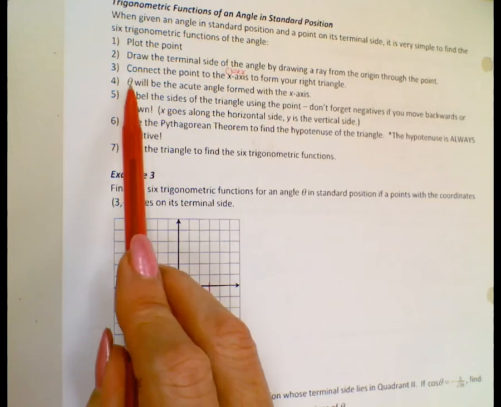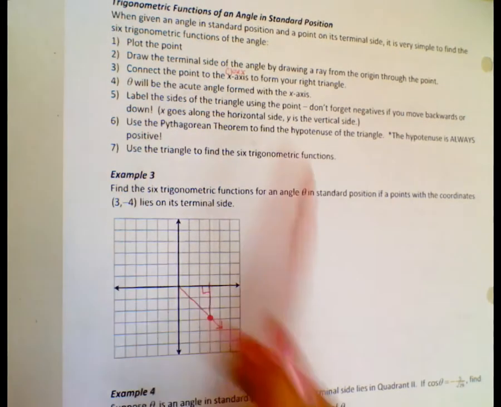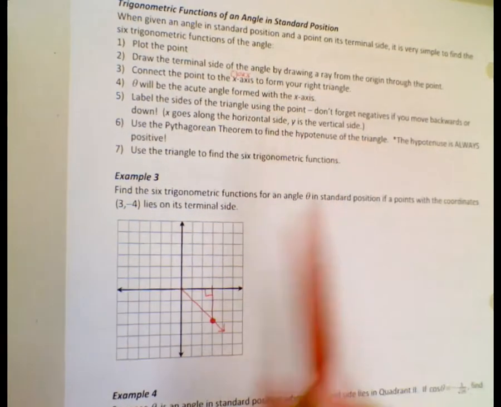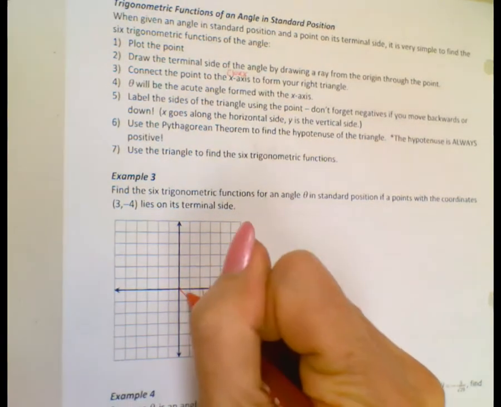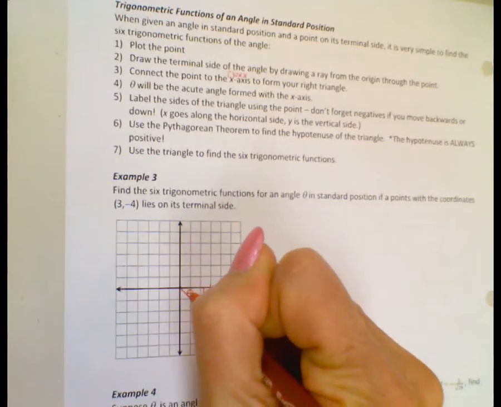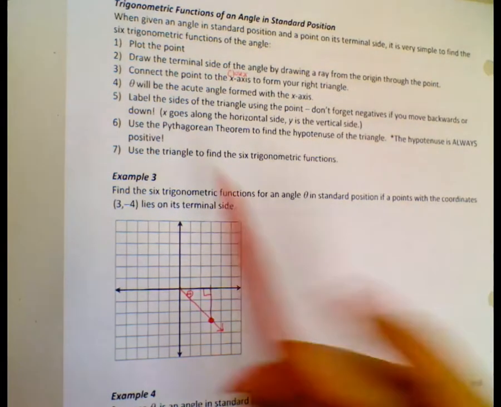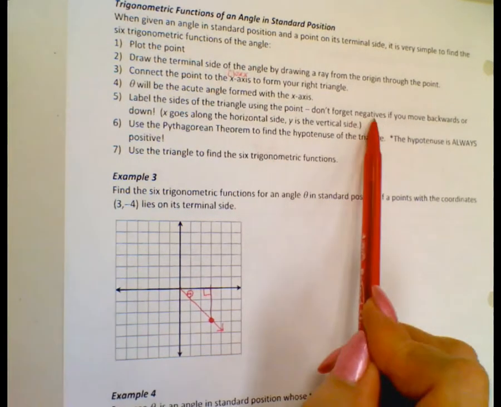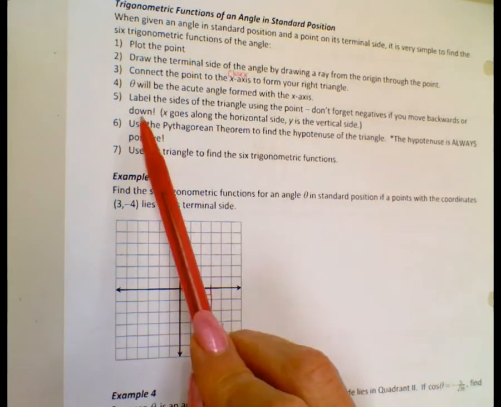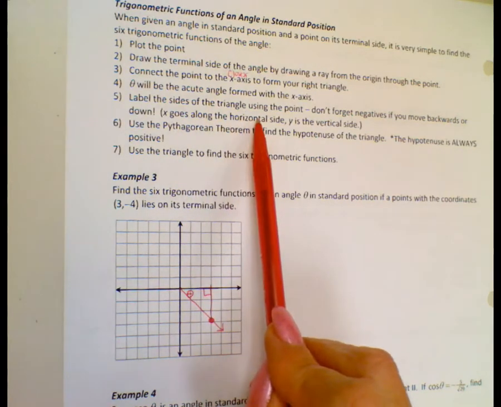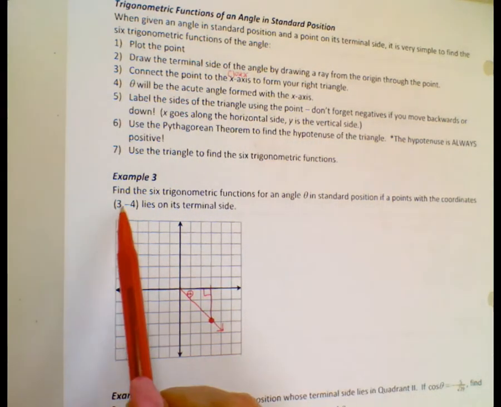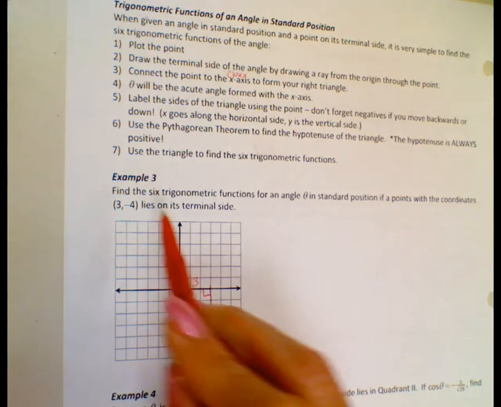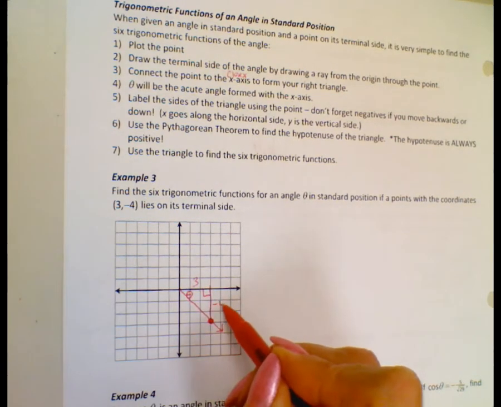Step 4, theta, we're going to fill this in. This is a 90, but this is not theta. Theta is the acute angle formed with the x-axis and the hypotenuse. So that's right here. Put in theta. Step 5, label the sides of the triangle using the point. Don't forget, negatives if you move backwards or down. X goes along the horizontal, Y is the vertical. So in this point, 3 is the horizontal. So you had to go right 3. That is right there. 4 went down. That's why this is -4.